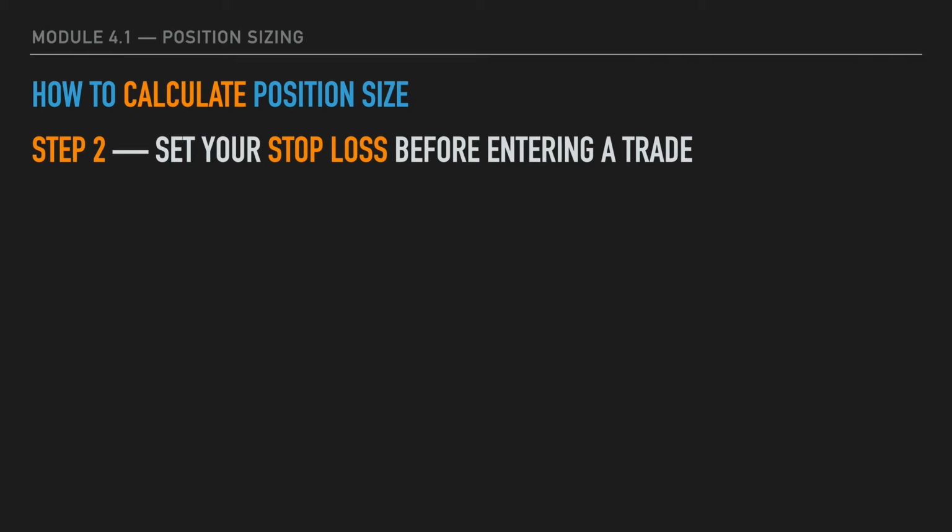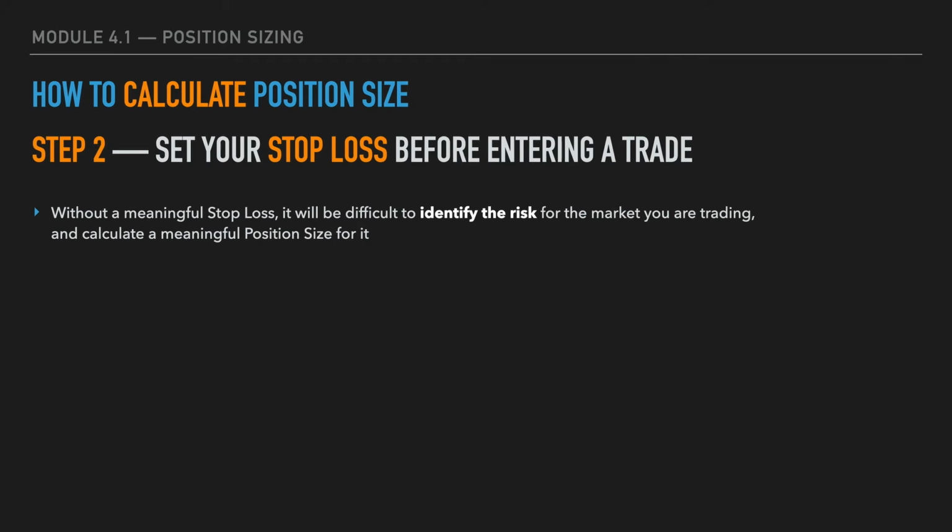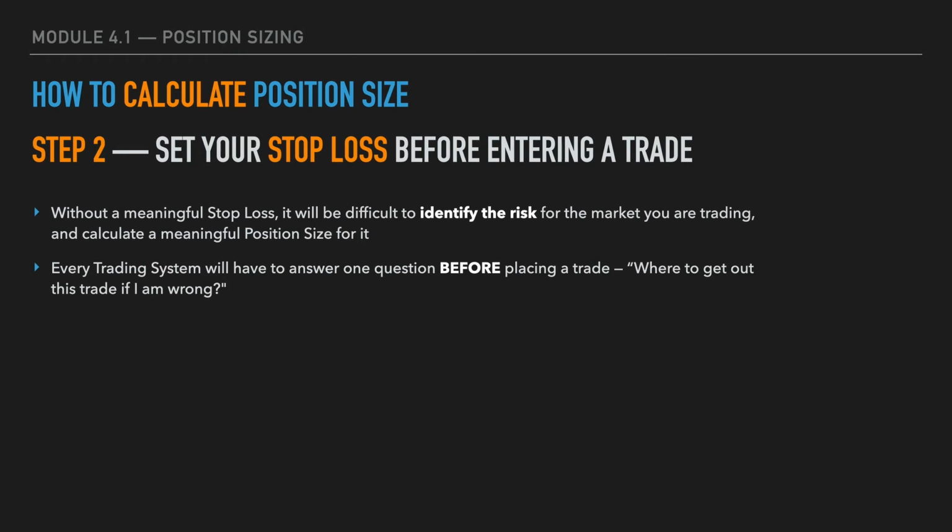Alright, let's move on to step 2. Set your stop loss before entering a trade. You need a stop loss to calculate the position size because it helps you define the risk. Without a meaningful stop loss, it will be extremely difficult to define the risk and calculate a meaningful position size. Every trading system will have to answer one question before placing a trade. The keyword is before. Where to get out of this trade if I am wrong?